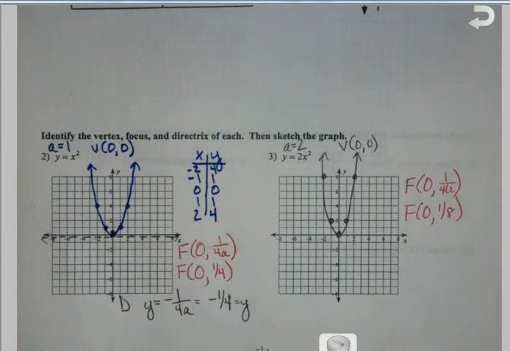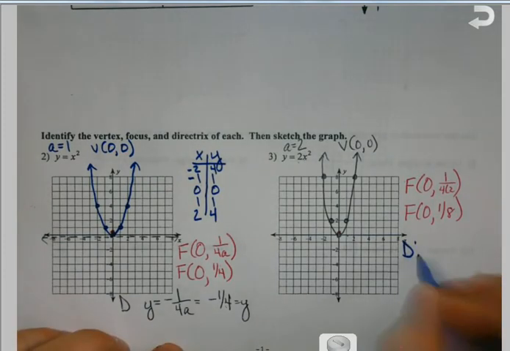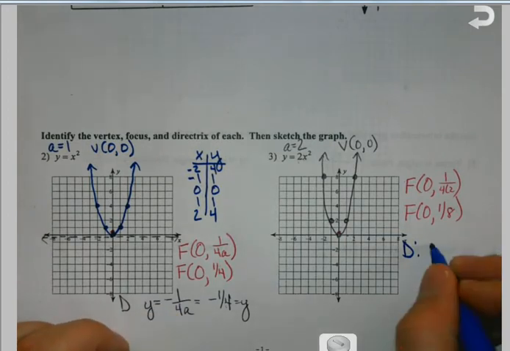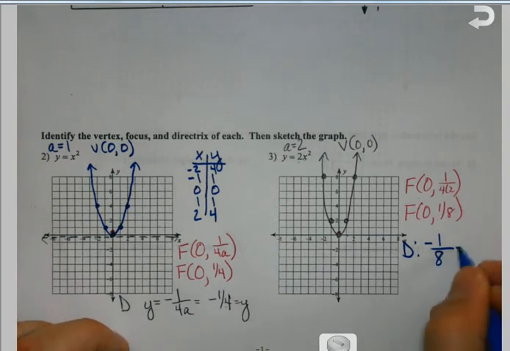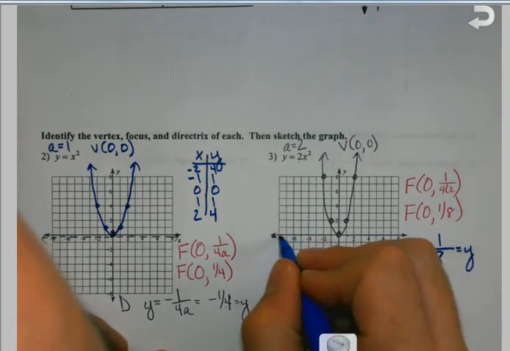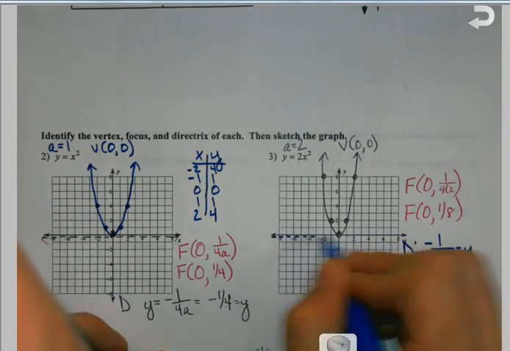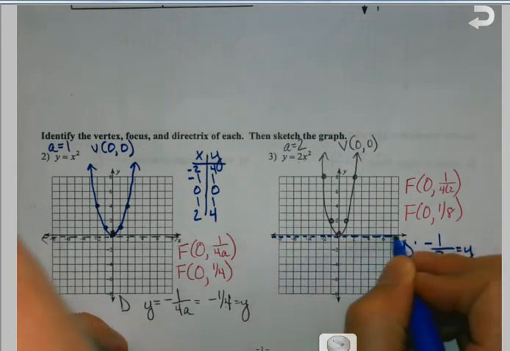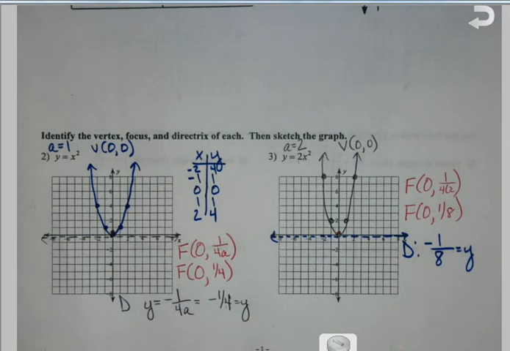And then with that, my directrix is negative 1 over 4a. So negative 1 over 4 times 2 would be negative 1/8, but that's a y equals, because again, that's going to be a horizontal line just below the vertex of my parabola. But again, it's all about them being equidistant from each point on my actual parabola.